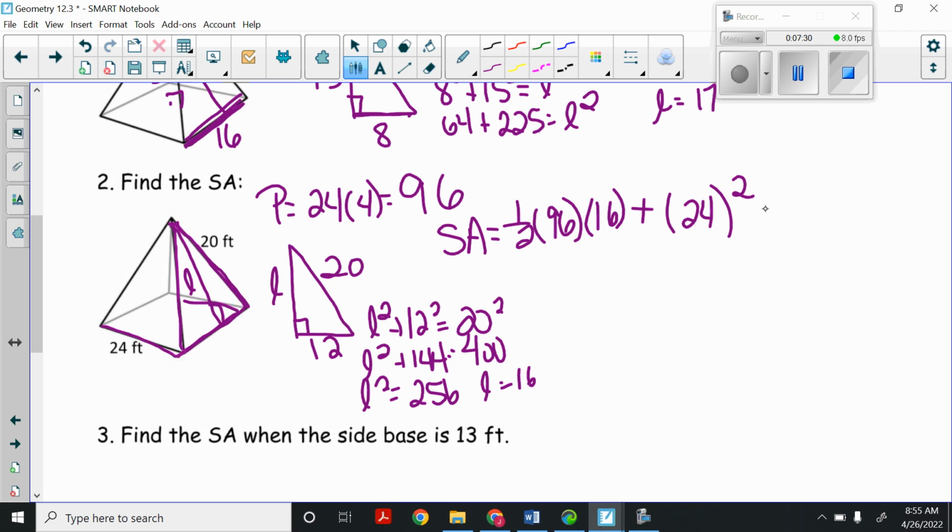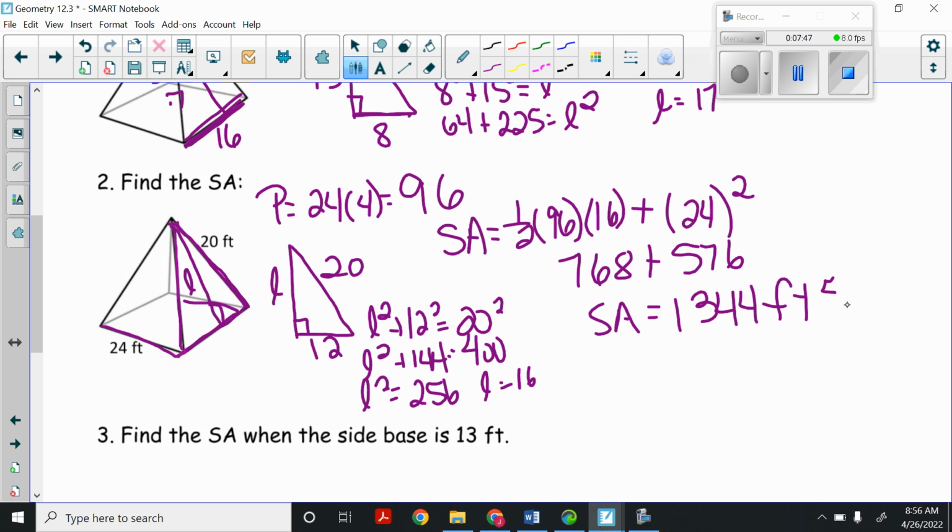So here, if I add all this up, 96 times 16 and a half is 768, plus 24 squared is 576. So I add those two together, and I get a surface area of 1,344 square feet.